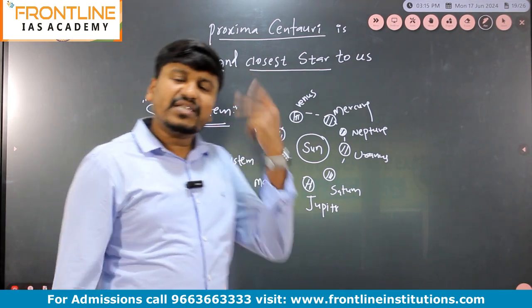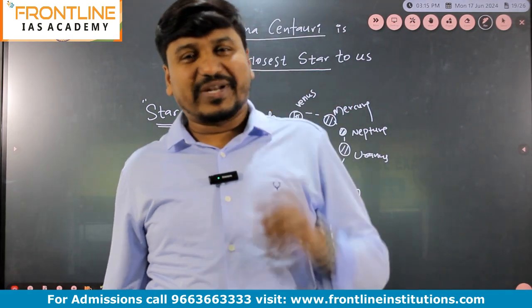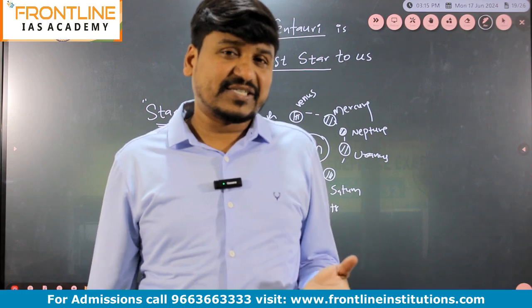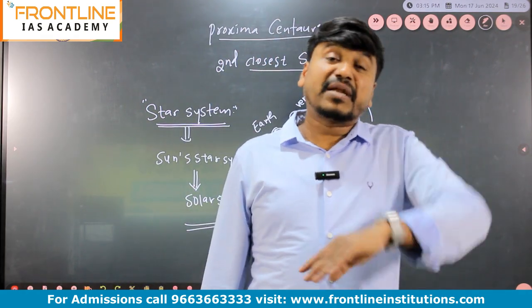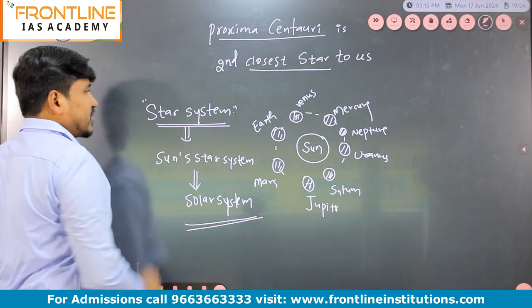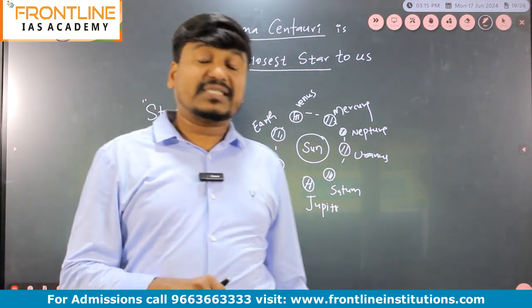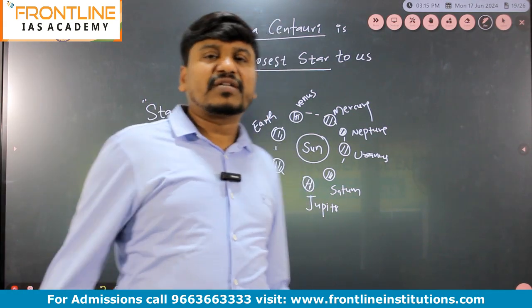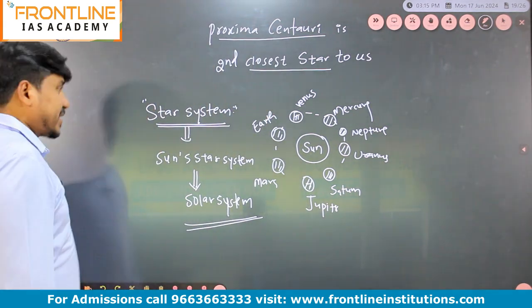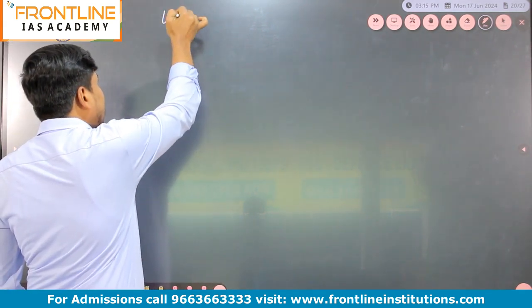Like that, there are many star systems in the universe. Don't think we have only one, the sun star system. Like the sun star system, there are many star systems. Very important point. There are billions of star systems in the universe, but among them the sun star system is one. Next point, now we'll discuss the life cycle of stars.